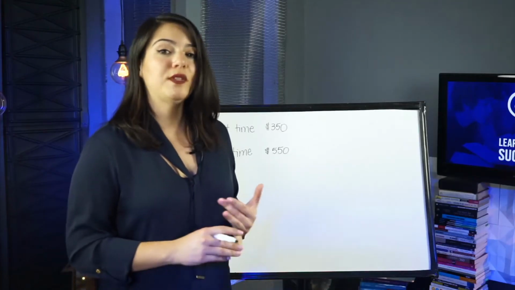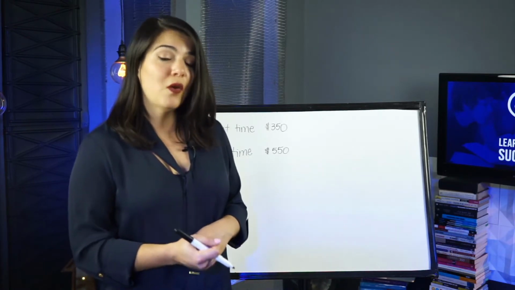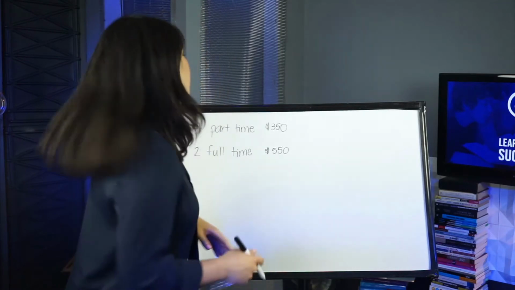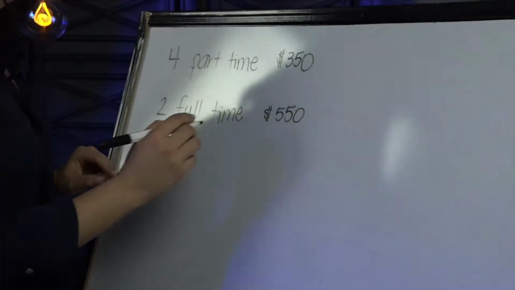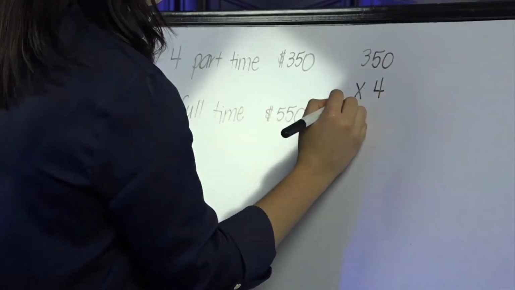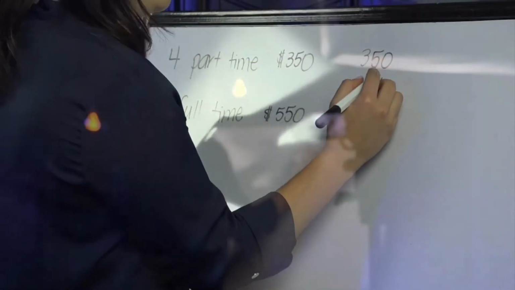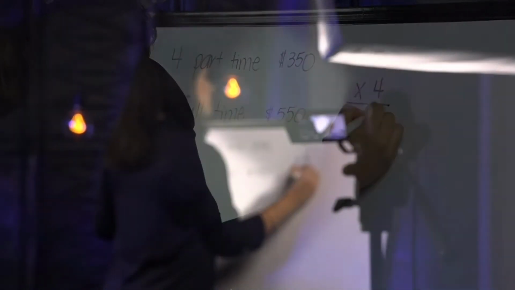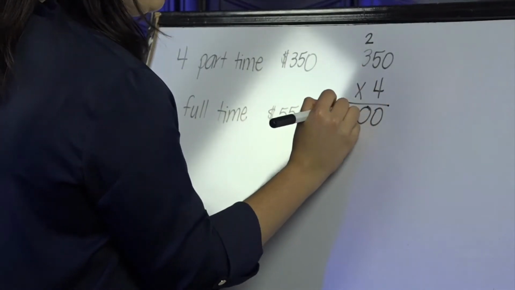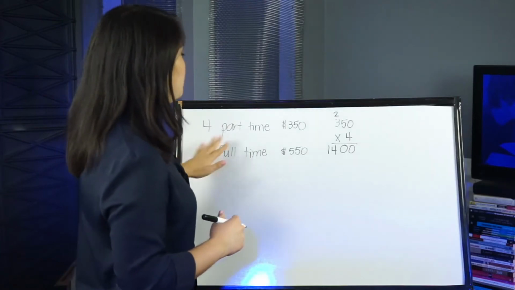First thing we did was state all the givens. Second thing we did was identify the question. Now we must figure out how we're going to answer this question. The first step is to multiply. So we'll do 350 times 4 because there are 4 part-time employees. Well, 4 times 0 is 0, 4 times 5 is 20, so we carry a 2. 4 times 3 is 12, so 12 plus 2 is 14. So the total for the part-time employees is $1,400.